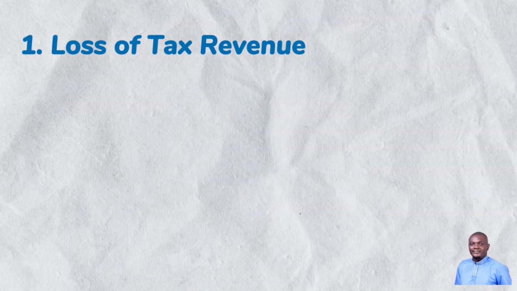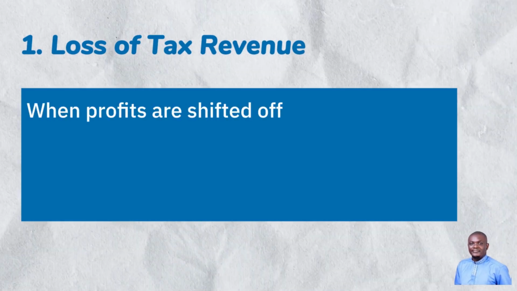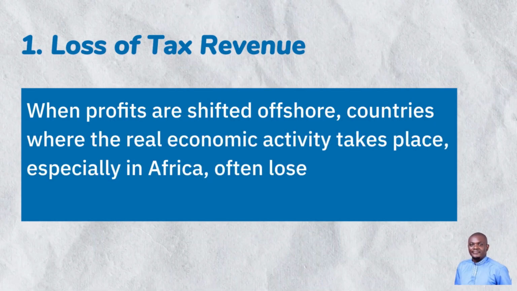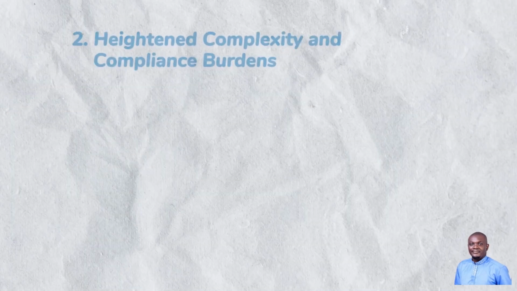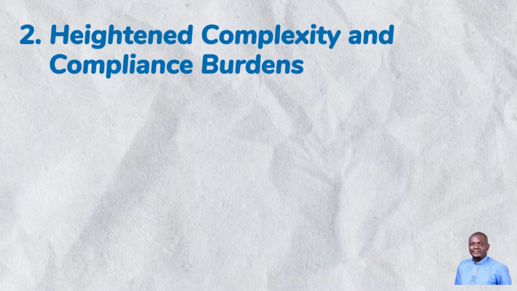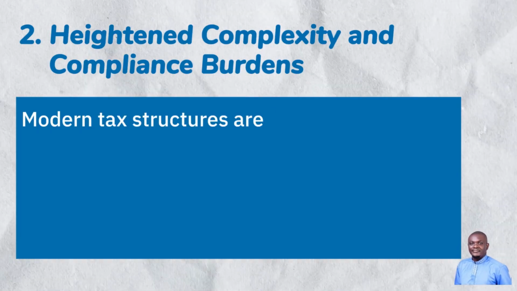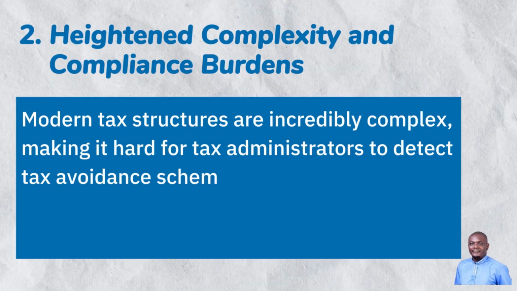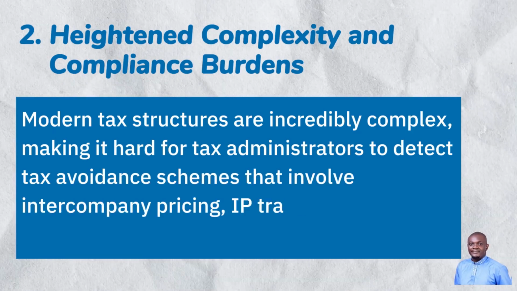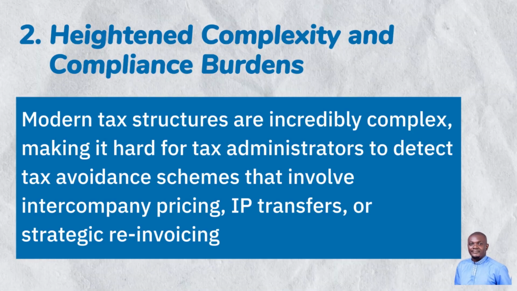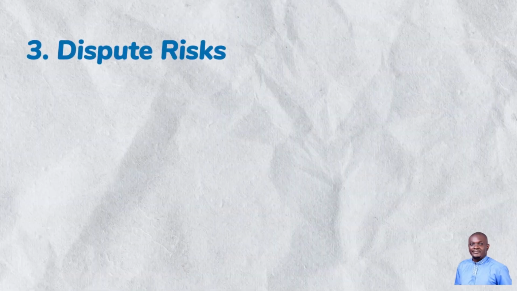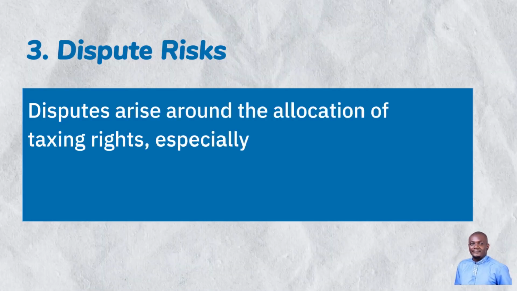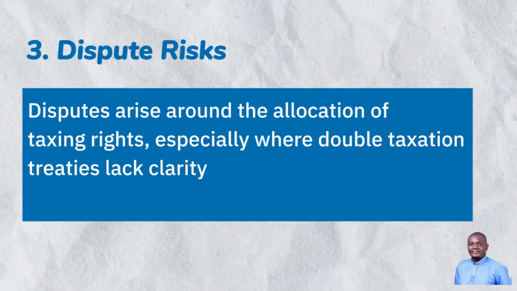1. Loss of tax revenue. When profits are shifted offshore, countries where the real economic activity takes place, especially in Africa, often lose significant tax revenue. 2. Heightened complexity and compliance burdens. Modern tax structures are incredibly complex, making it hard for tax administrators to detect tax avoidance schemes that involve intercompany pricing, intellectual property transfers, or strategic reinvoicing. 3. Dispute risk. Disputes arise around the allocation of taxing rights, especially where double taxation treaties lack clarity on substance and beneficial ownership.